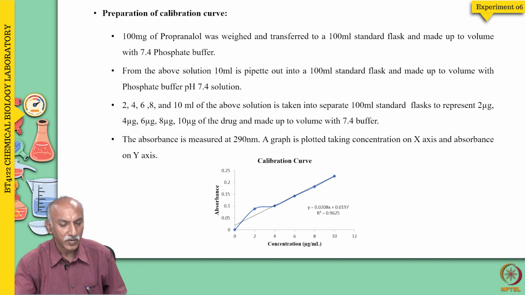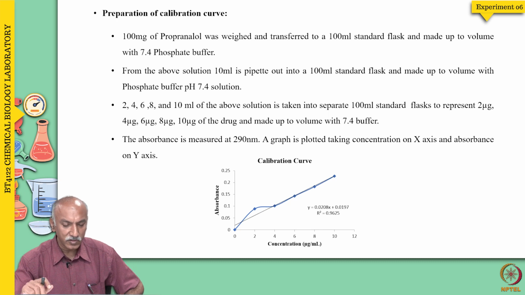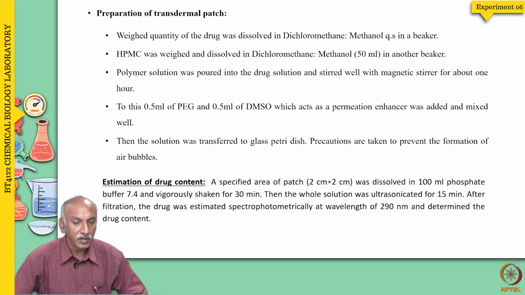And from this, 2, 4, 6, 8 and 10 ml of the above solution were taken into separate 100 ml standard flasks to represent 2 micrograms, 4 micrograms, 6, 8 and 10 micrograms of drug, made up to the volume of 100 with the 7.4 pH buffer. All the absorbances were measured in the cell at 290 nm, and the graph is plotted with concentration on the x axis and absorbance on the y axis. You found out the standard concentrations for 2 microgram, 4, 6, 8 and 10.